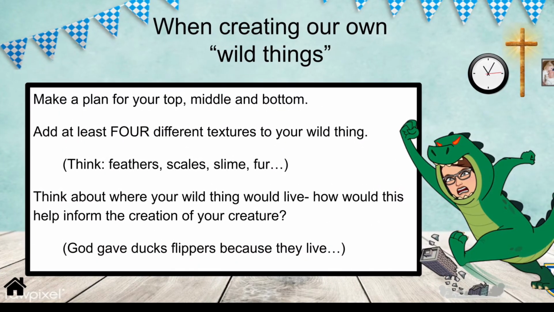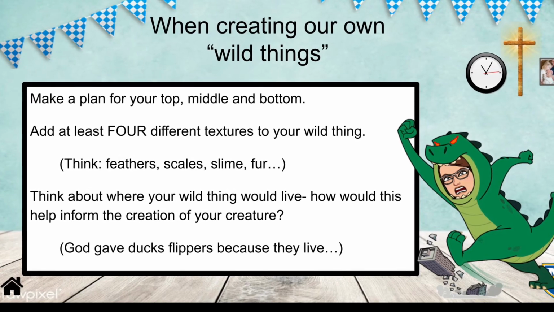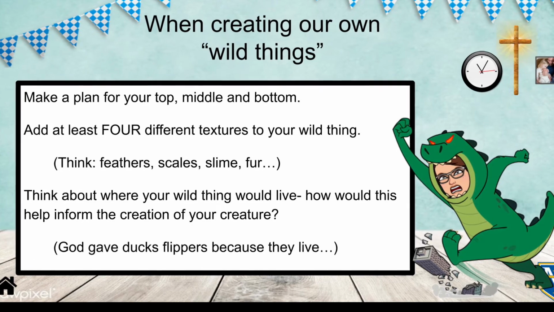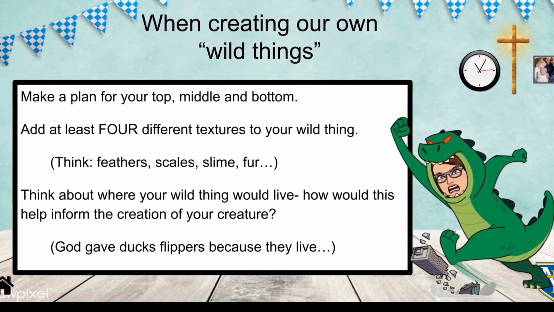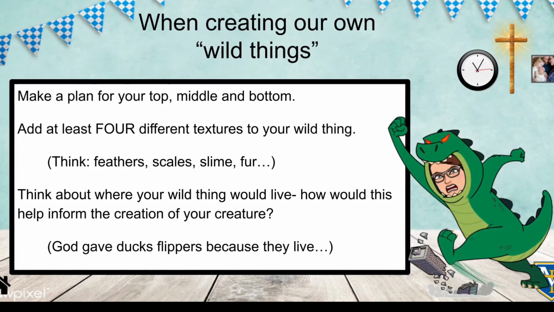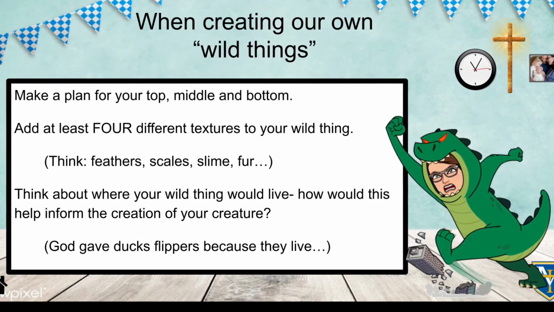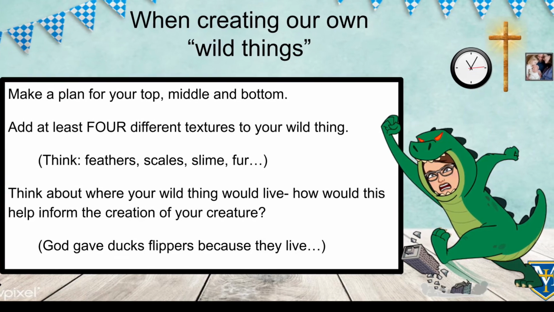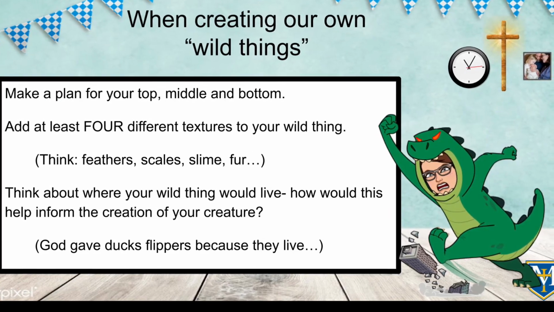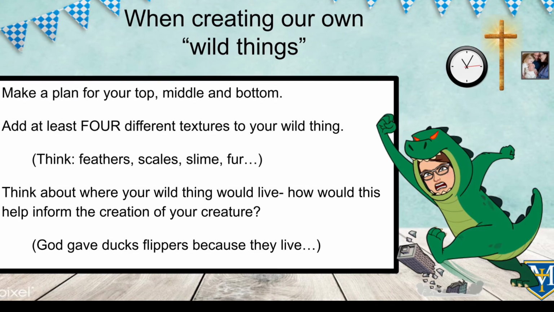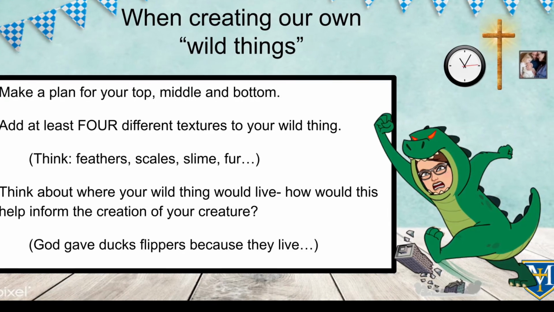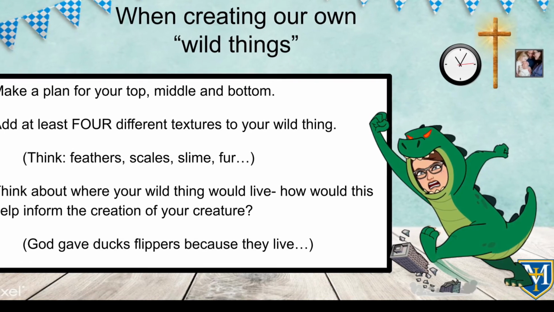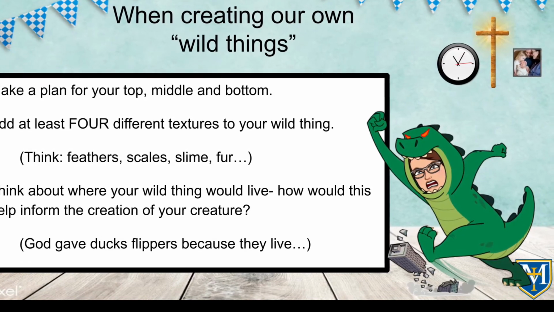When you are creating your very own wild thing, I want you to think about a plan for your top, middle, and bottom. Remember, we need to have at least 4 different textures. We can think about things that we see on animals already, like feathers, scales, slime, and fur. Think about where your wild thing will live. This could help inform the creation of your creature, such as God gave ducks flippers because they live in and out of water, and the flippers help the duck swim through the water. I can't wait to see what you create.